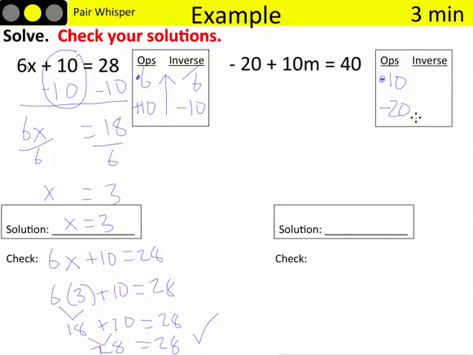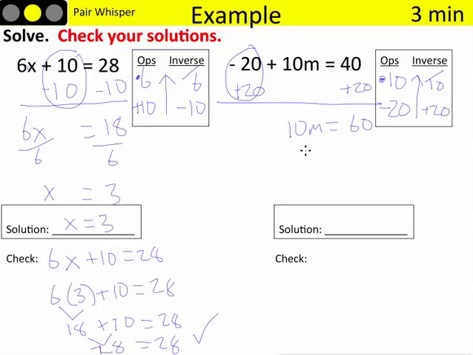So we're going to do some inverse operations. The inverse of subtracting 20 is adding 20, and the inverse of multiplying by 10 is dividing by 10. So let's do those inverse operations. First, I add 20 to both sides. Because negative 20 and positive 20 make 0, I'm left with just 10m equals 60. This is just like yesterday. I know that I can divide both sides by 10 and get m equals 60 divided by 10 is 6.